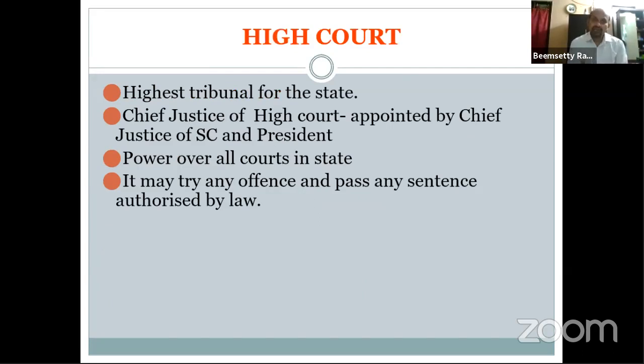Next, the highest tribunal for the state is the High Court. And who will appoint the High Court Chief Justice? The High Court Chief Justice is appointed by the Chief Justice of the Supreme Court and the President. The High Court has power over all courts within the state. It may try any offense and pass any sentence authorized by law.